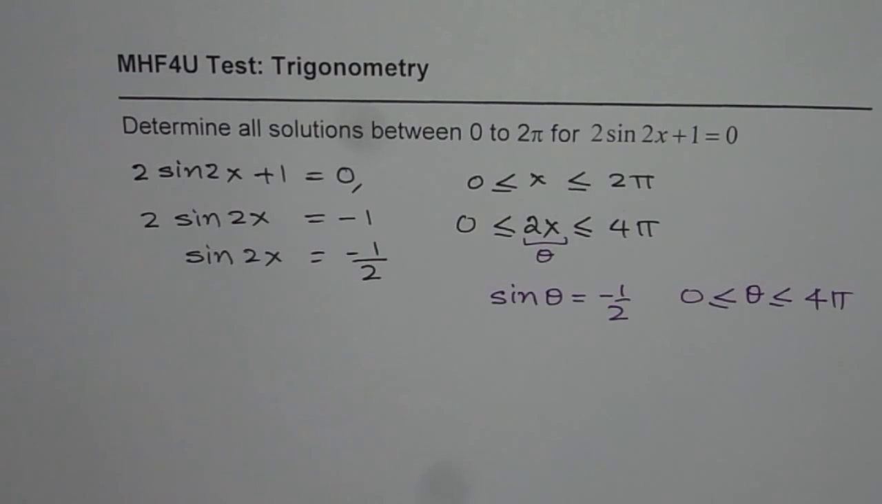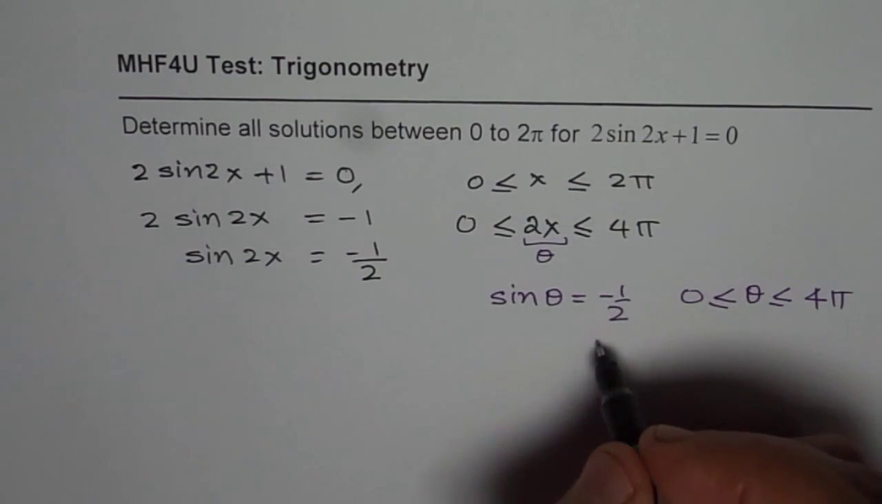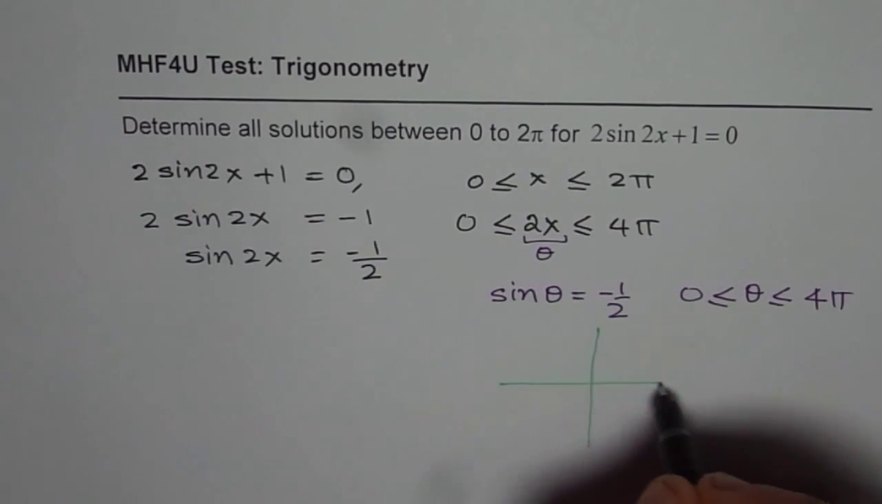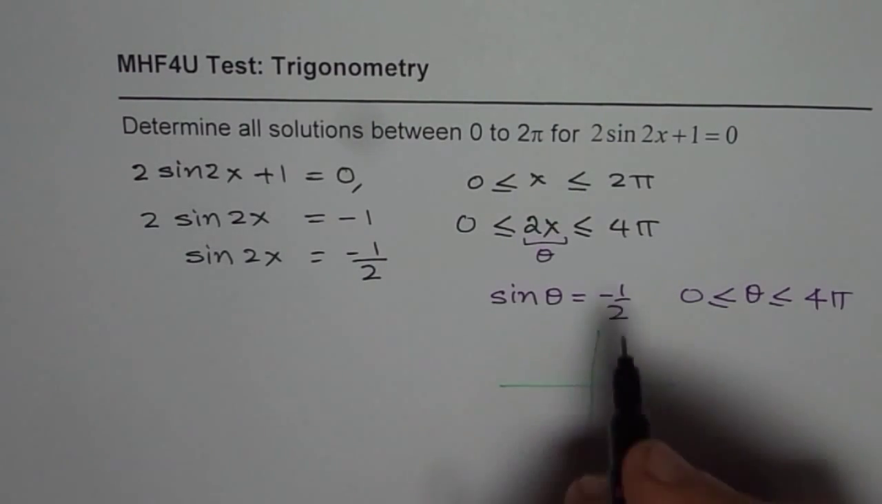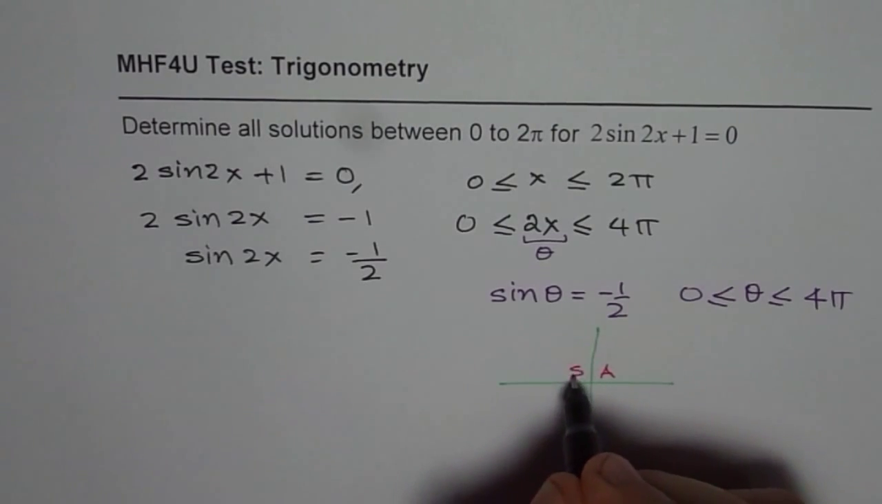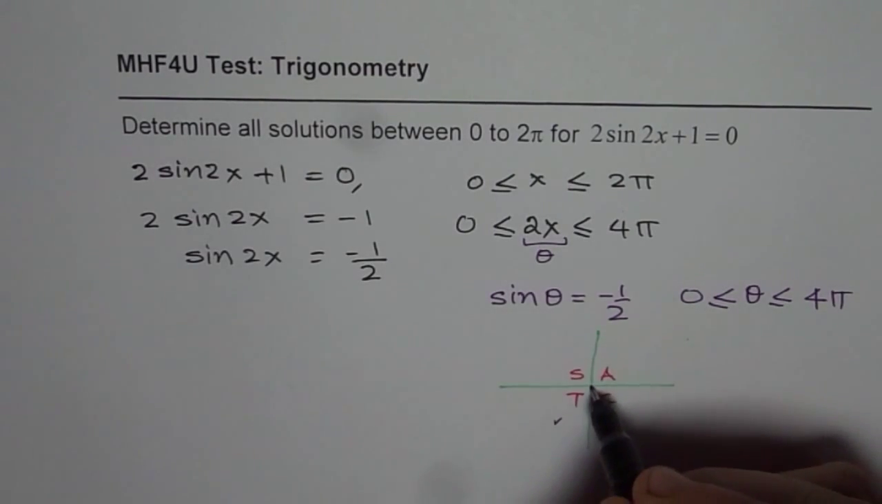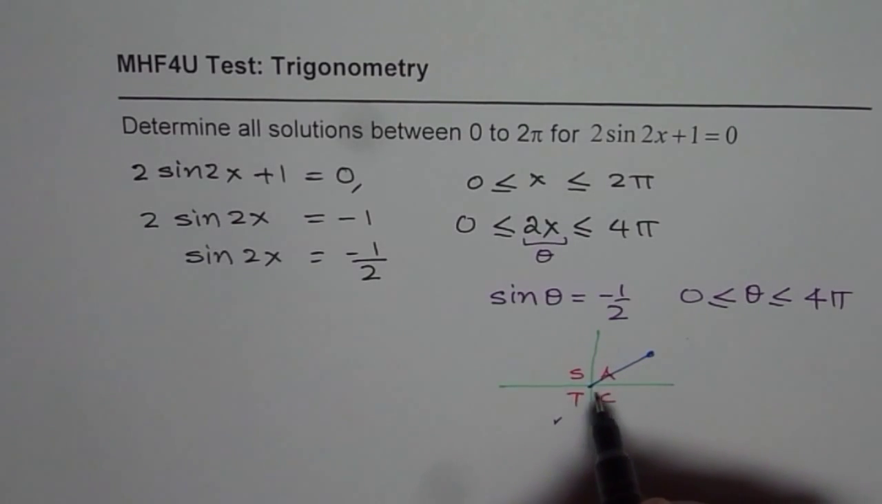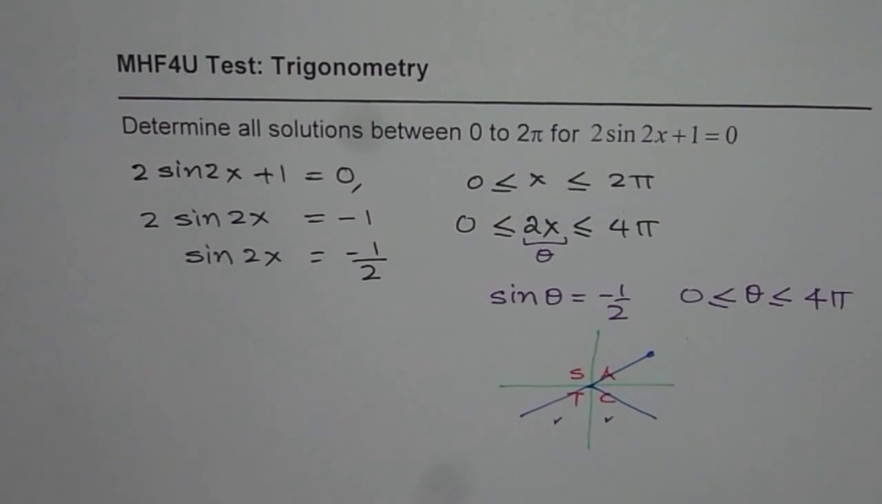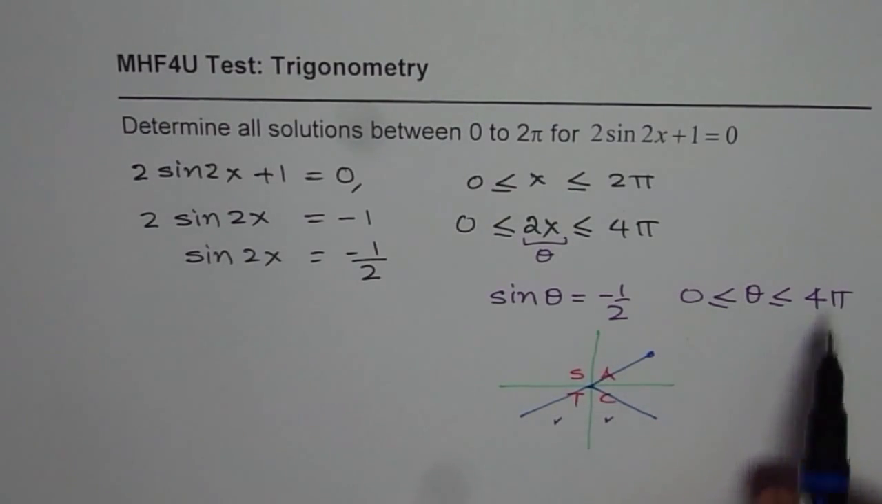Now let's look into the coordinate plane and see when sine is negative. As we know, we have all positive here: sine, tan and cos. Sine is negative in quadrants 3 and 4, right? So these are the two quadrants where sine is negative. So what we will do is find the related acute angle theta in quadrant 1, right? And then we'll find our answers for principal angles in these two quadrants, correct? In the interval 0 to 2 pi.